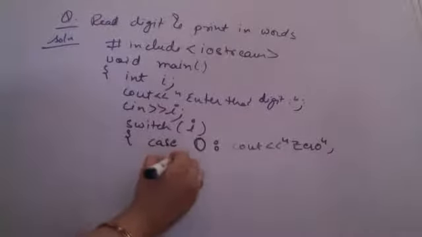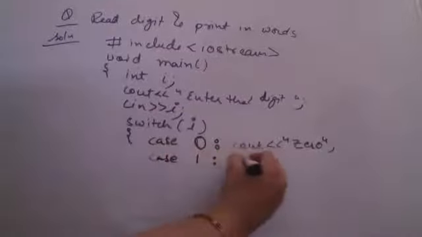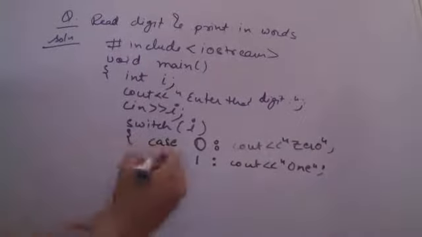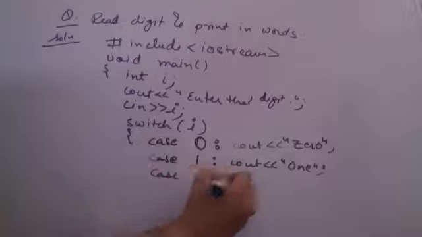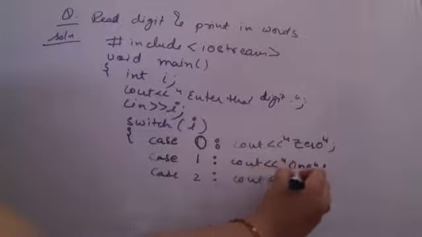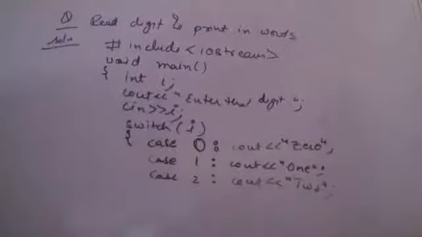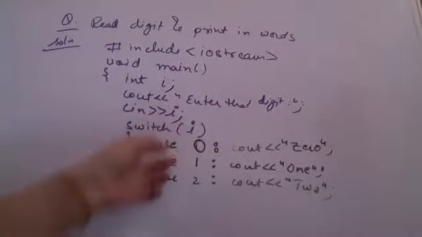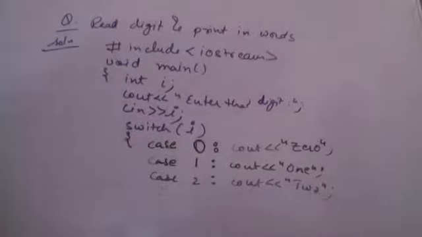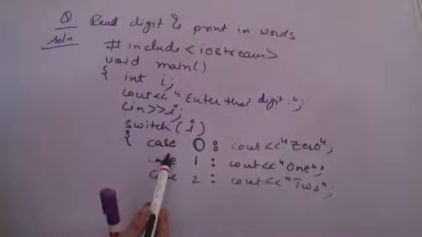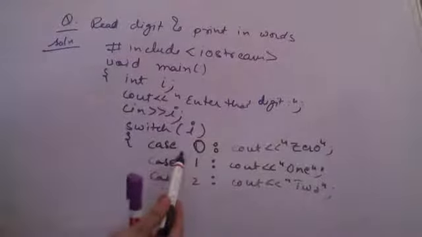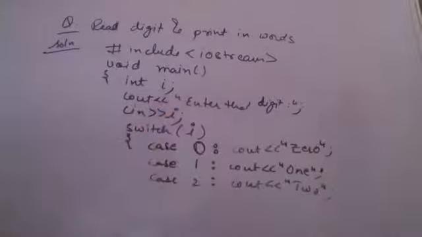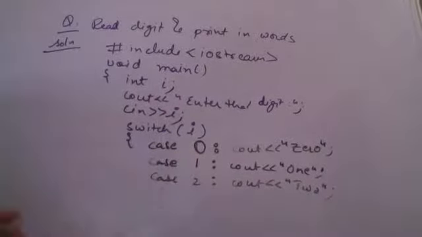I am mentioning case 1 and cout ONE, then case 2 and cout TWO, and so on. Whatever the value of I matches, that case will be executed. Again, case is a keyword. You separate the value with a space, then mention a colon, and after the colon you write the statements. It is not necessary to have only one statement; there can be multiple statements.